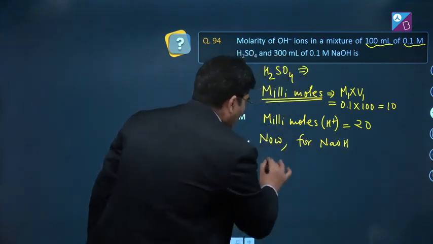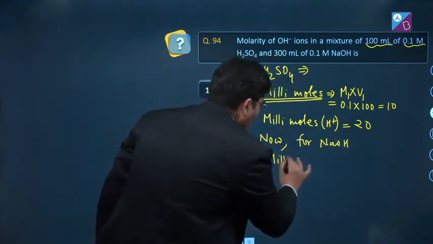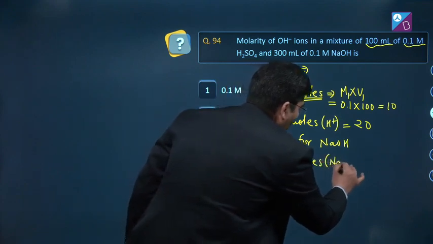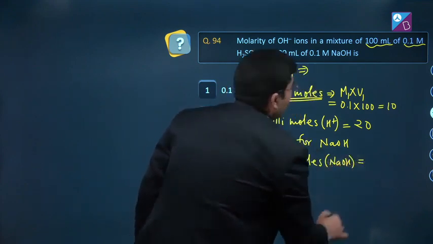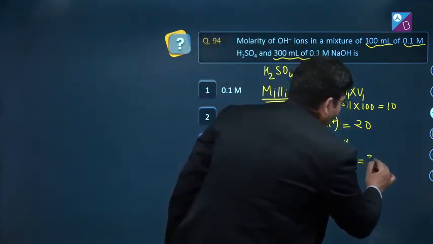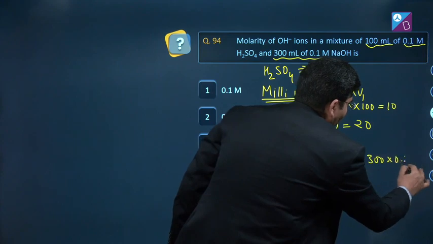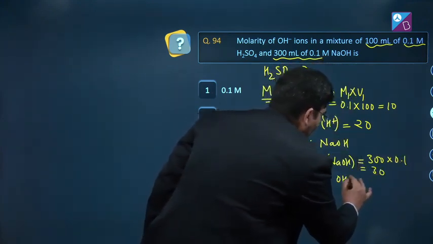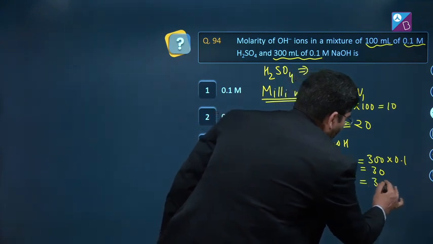Now let's talk about NaOH. If we talk about millimoles, and it should be very clear I am talking about NaOH, that will be equal to 300 multiplied by 0.1, which is equal to 30. And if we talk about OH minus, the millimoles will also be equal to 30.